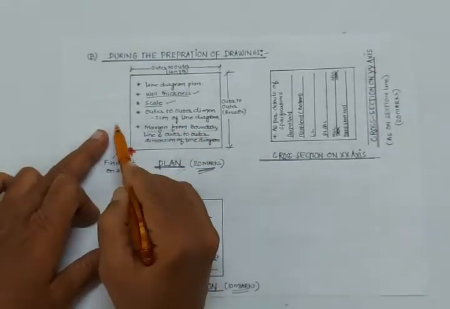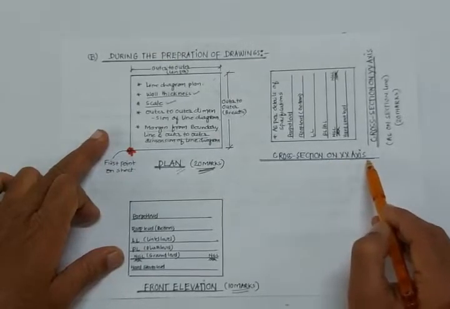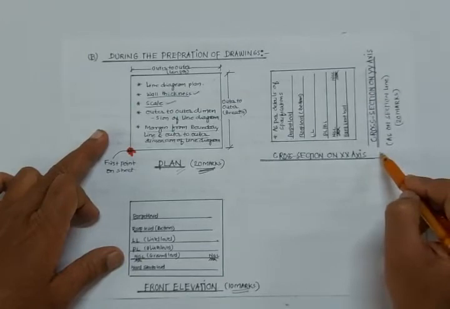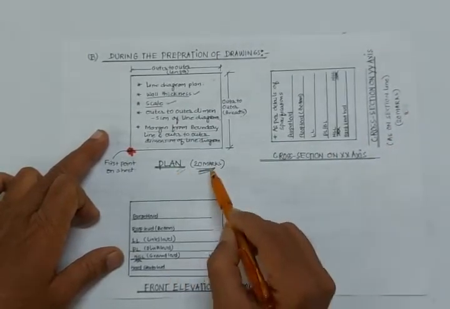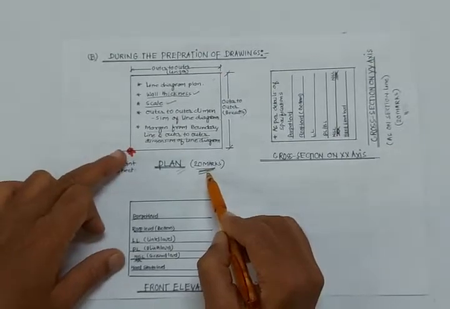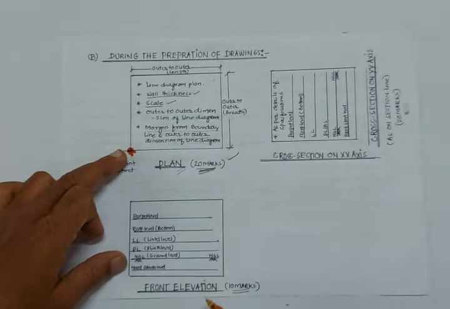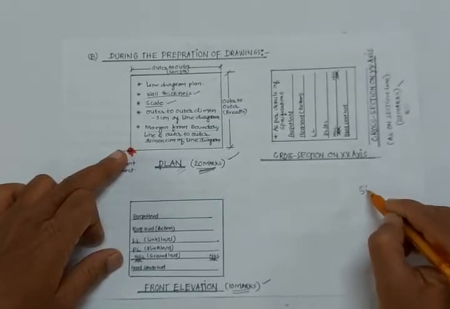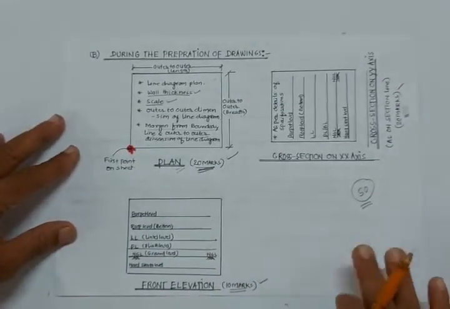Suppose in the examination the x axis is given, you have to consider the cross section about the x axis. Suppose the y axis is given, you have to consider it along the y axis. In the examination this is 20 marks. For the plan, when you consider the given line diagram, you have to prepare a plan; this is 20 marks. The elevation is 10 marks, and the cross section is also 20 marks. Total 50 marks in one question. This is the compulsory question in the examinations. Like this, you have to draw.